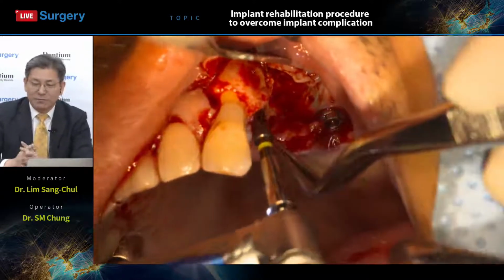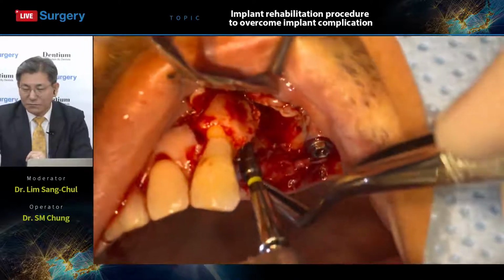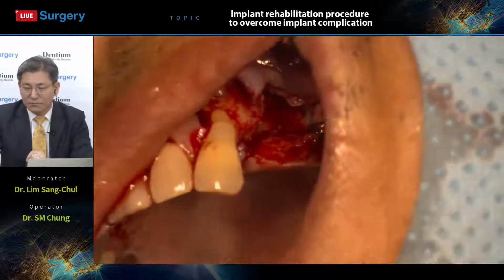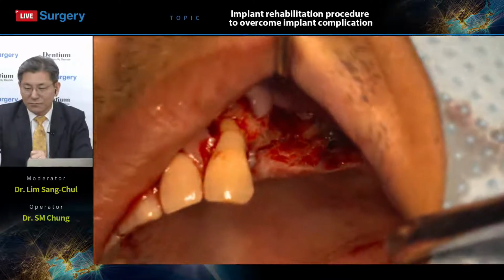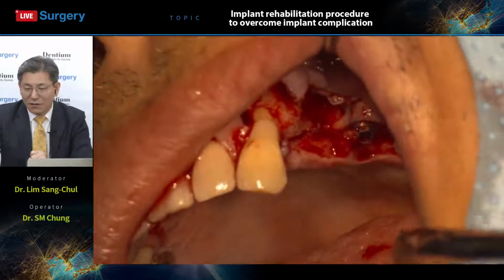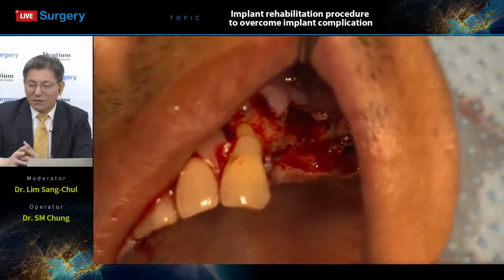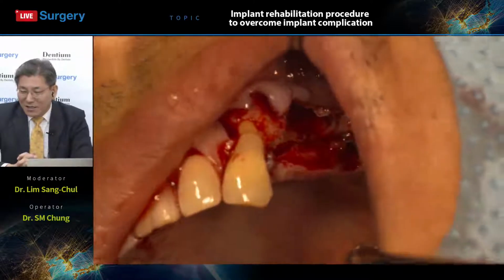9mm? 3.5 9mm. I will change it to the bone level implant.